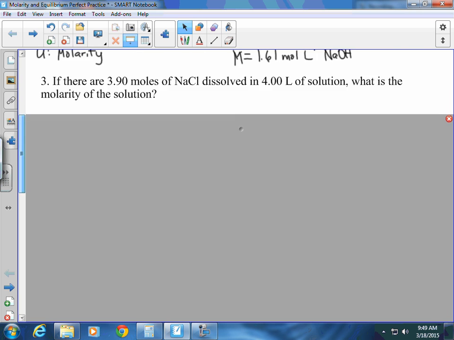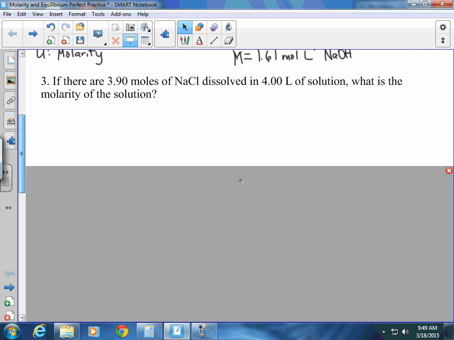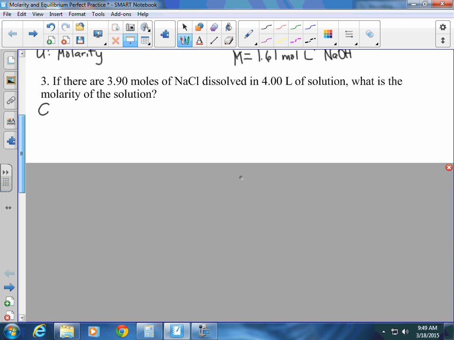All right, question number 3. It says, if there are 3.9 moles of sodium chloride dissolved in 4 liters of solution, what is the molarity of the solution? So once again, given, number of moles is 3.90 moles of NaCl. The volume is 4.00 liters. Our unknown, once again, is molarity, capital M.